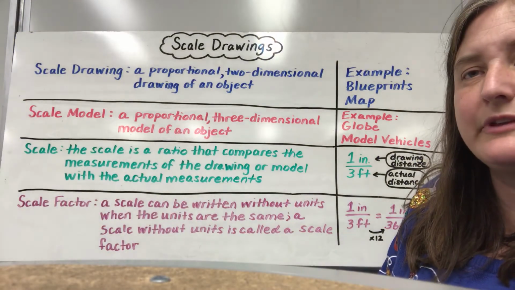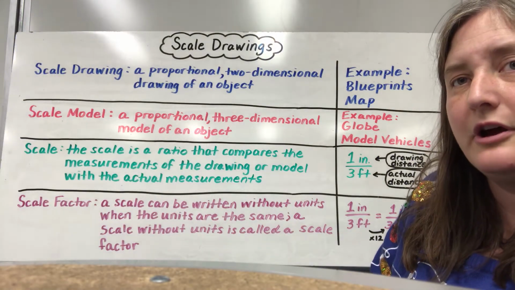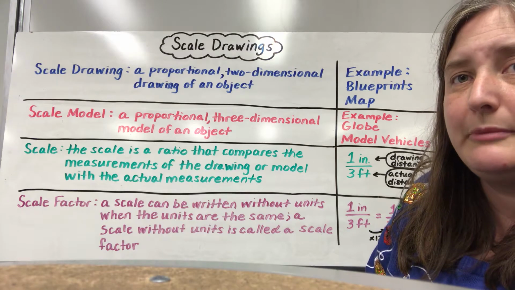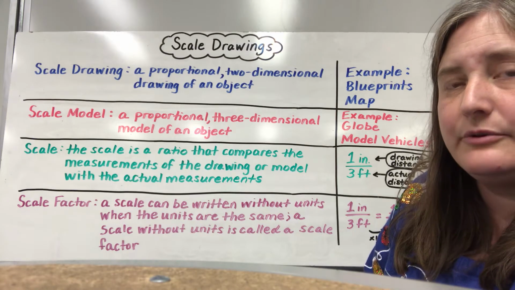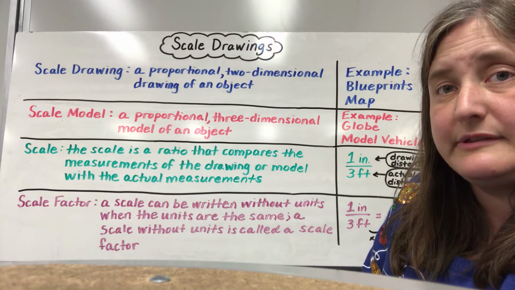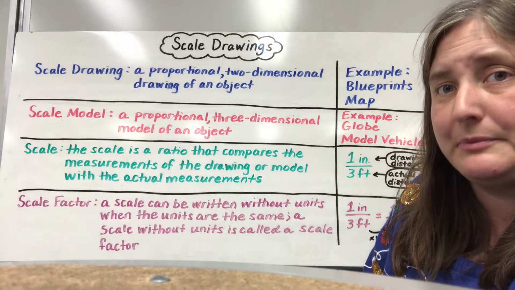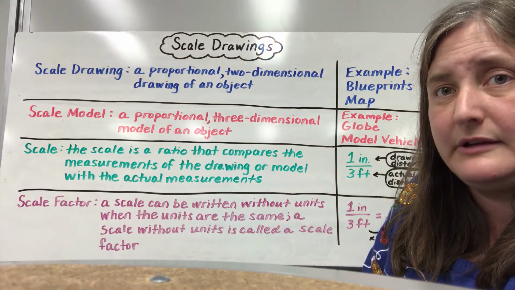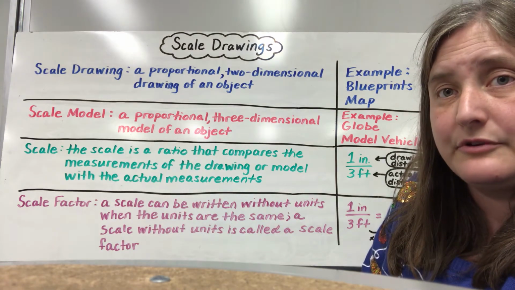Today we're talking about scale drawings. A scale drawing is a proportional two-dimensional drawing of an object. An example of that could be blueprints that architects draw up when they do floor plans for houses or buildings. Maps are another example.